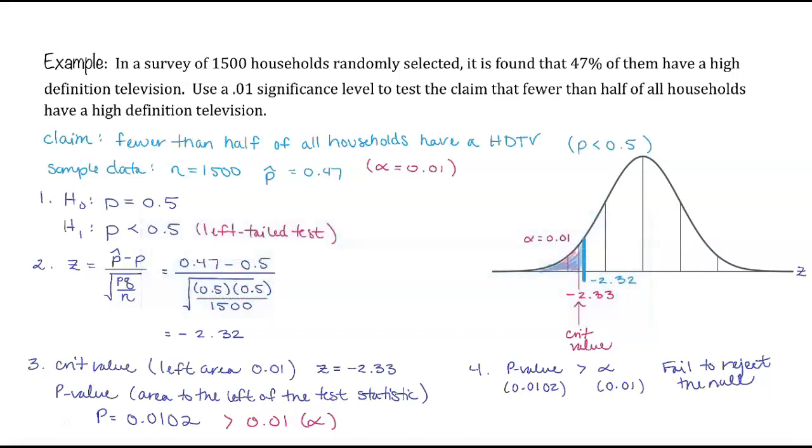Let's go on to our next example, and this time we'll use our calculators. In this example, we are told that in a research poll, 1,002 adults were asked if they felt vulnerable to identity theft. 531 of them said yes. Use a 0.05 significance level to test a claim that the majority of adults feel vulnerable to identity theft.